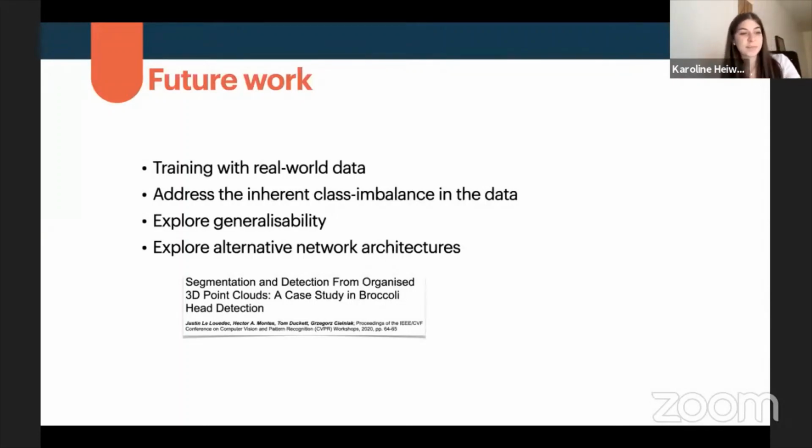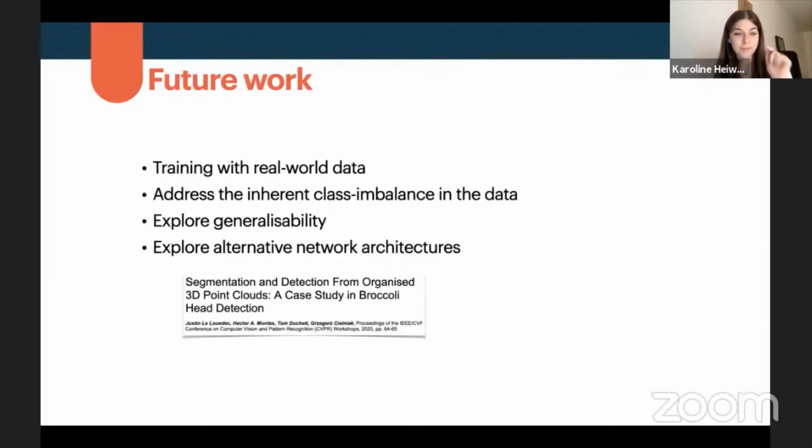We are also really interested in exploring how generalizable this algorithm is in practice. So for example, how much additional data do we have to use to apply the pre-trained network to a completely new crop or maybe a new environment? And finally, we would also like to explore some alternative network architectures.